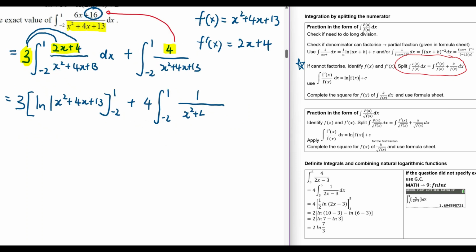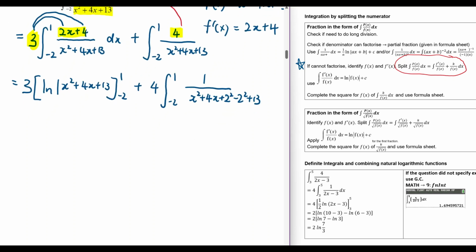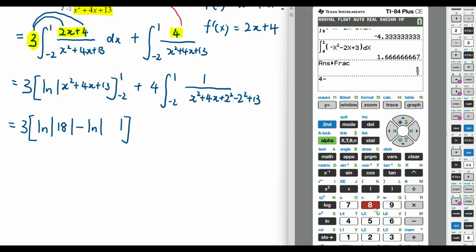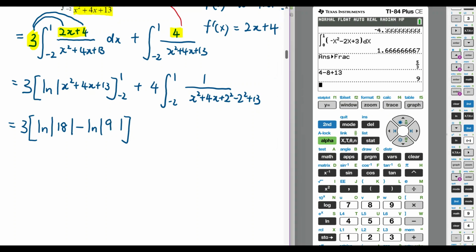x squared plus 4x plus 2 squared minus 2 squared plus 13. At this point of time, your completing the square skills have to be there. Even when I do countless completing the square, I still go to the basics by writing these steps. Then I just put it in. So this will be ln modulus. If I put in the 1, 1 plus 4 plus 13, 18, minus ln, if I put in the negative 2, it's going to be 2 squared, 4, minus 8, 4 minus 8 plus 13, I'm going to get 9, so ln modulus 9, plus 4.